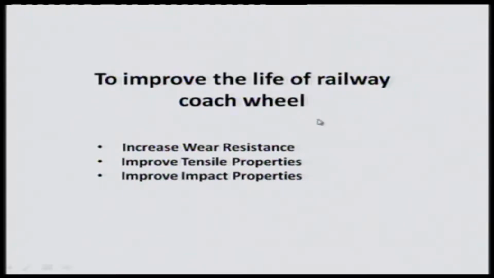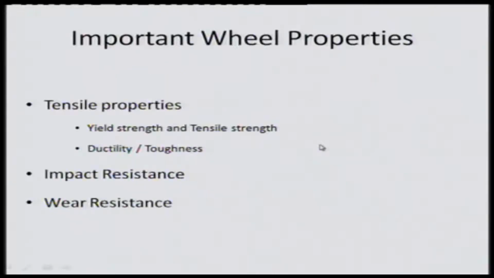In the life of the railway coach wheel, if you look at it, the factors which are important are what kind of wear resistance it has, what kind of tensile properties it has, what kind of impact properties the steel has. If I can increase all these 3, I will end up increasing the life of the railway wheel. So, here again, if I look at the tensile properties, the properties I am interested in are yield strength and tensile strength, ductility and toughness. I will measure impact resistance, and I would also measure wear resistance.